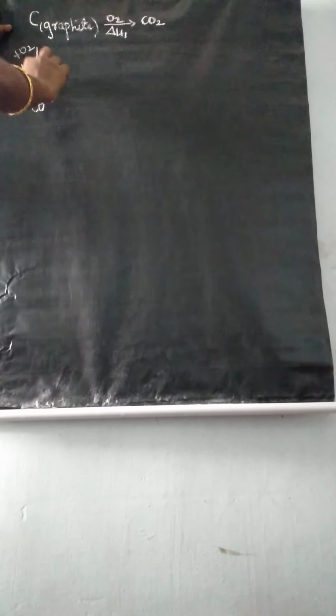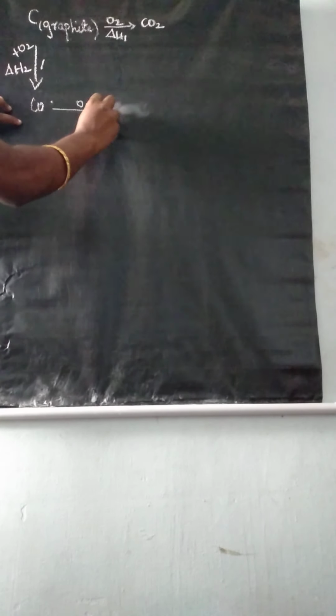First, the graphite is oxidized to form carbon dioxide. Then the same graphite is oxidized to form carbon monoxide. Now this carbon monoxide is also oxidized to form carbon dioxide. You consider this one as delta H3.